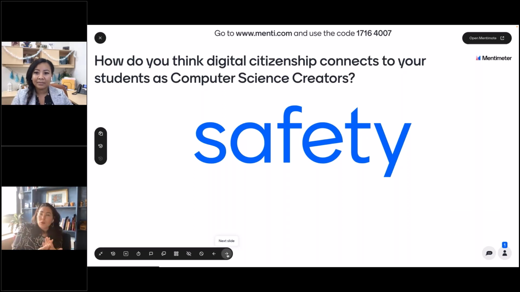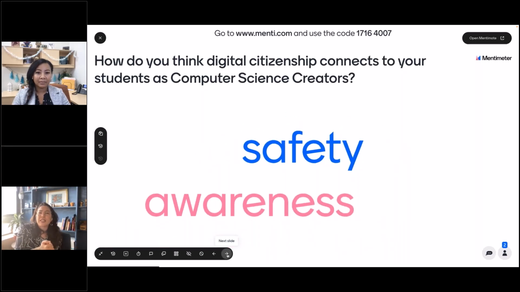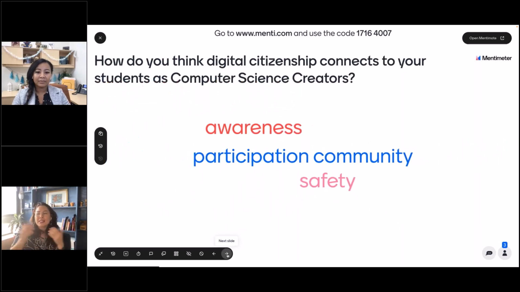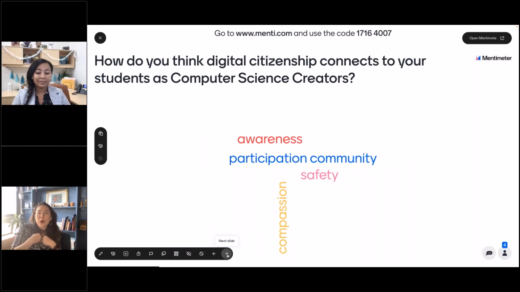So safety, we definitely want to make sure that our students are first and foremost safe when it comes to their interactions with technology. For sure, we want to make sure that they feel like they are in safe places, not just physically, we worry about things like the interactions that they have that can lead to safety. Awareness, understanding who they are dealing with, how they make decisions, participation in community, absolutely. When you create, you are part of a larger community, right? You are participating by making. We want our students to have compassion, equity. I love these words.